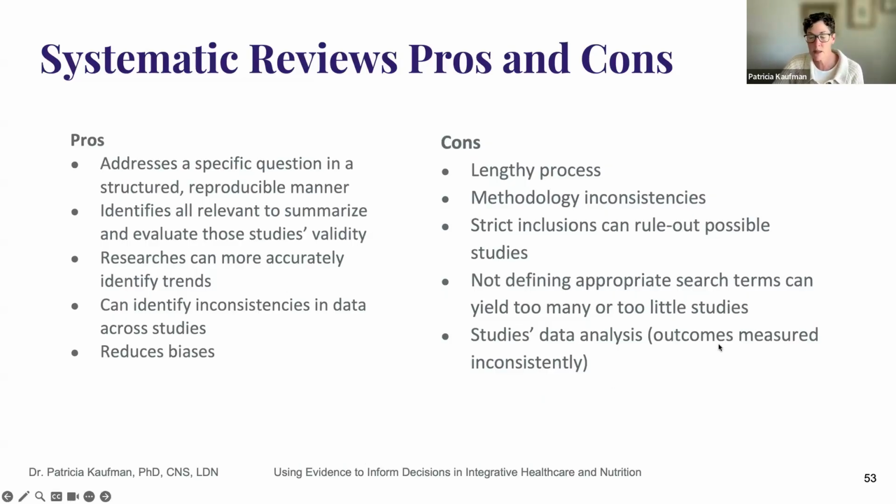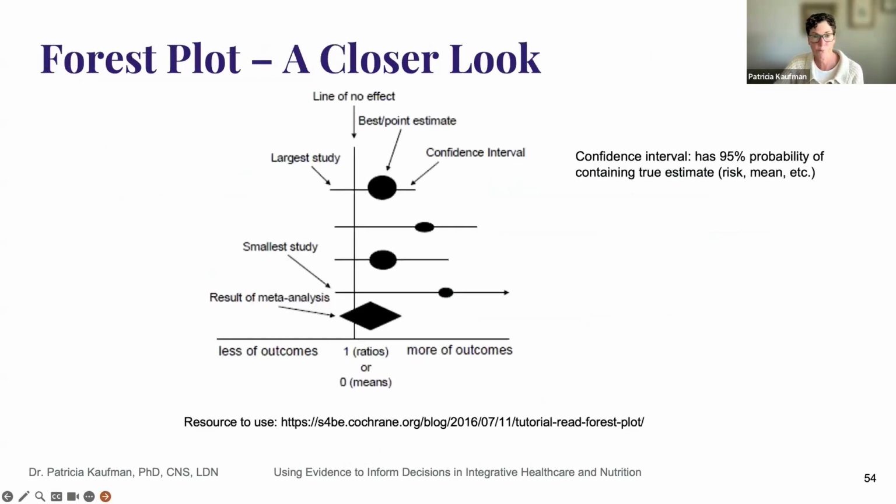And then sometimes the outcomes measured in each of the studies included in the systematic review could be inconsistent. So if we look at a forest plot, this is what is done in a meta-analysis. And the null effect line means that the study did not show significance. So each horizontal line with a circle is a study.